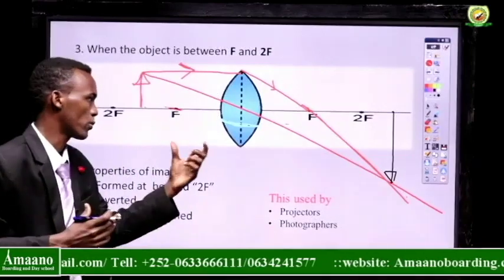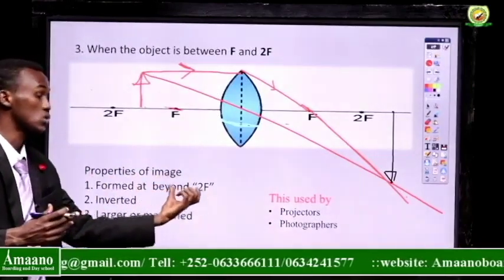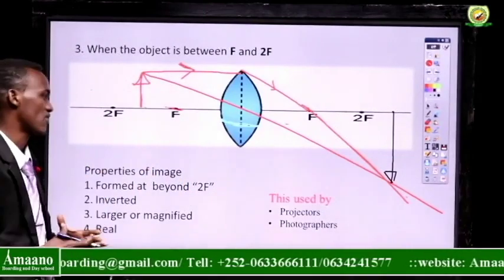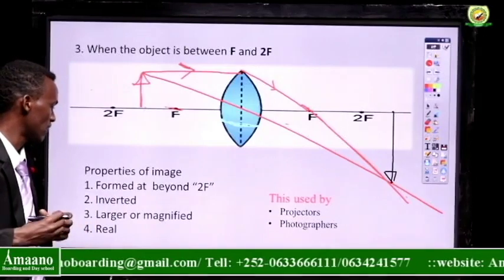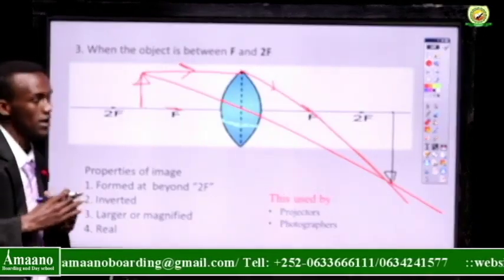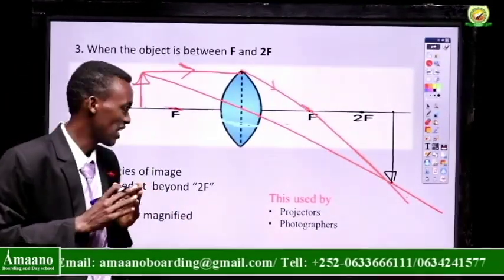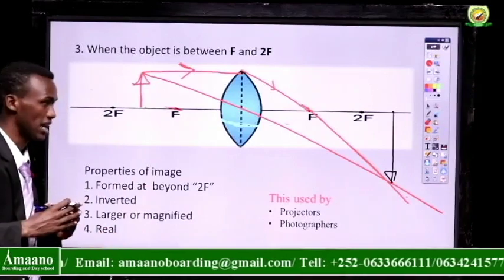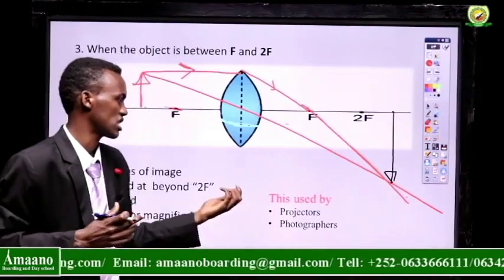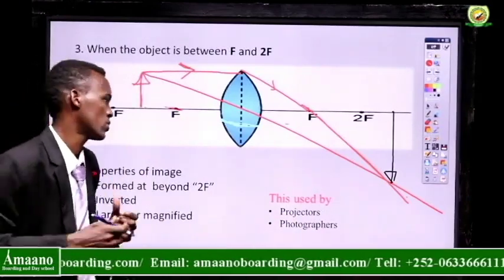Okay, so the properties of that image formed beyond 2f: it forms beyond 2f, or beyond the center of curvature. Also, it is inverted. Also, it is larger or magnified. It is real. Okay, this image formation is used by projectors and also by photographers to produce a large image.